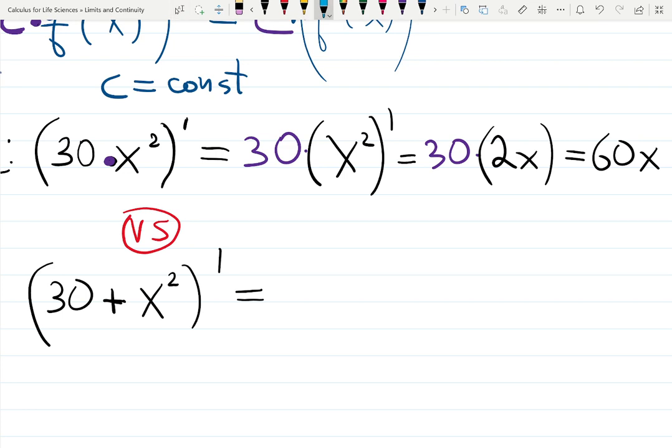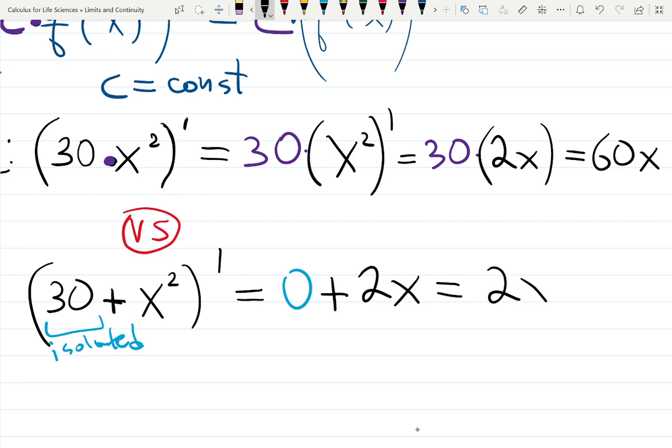That is an isolated, lonely standing constant. What is the speed of the lonely standing constant? It is zero plus the derivative of x squared, which is 2x. So this answer is actually 2x. See the difference? Multiplied should stay, added should be killed to zero.